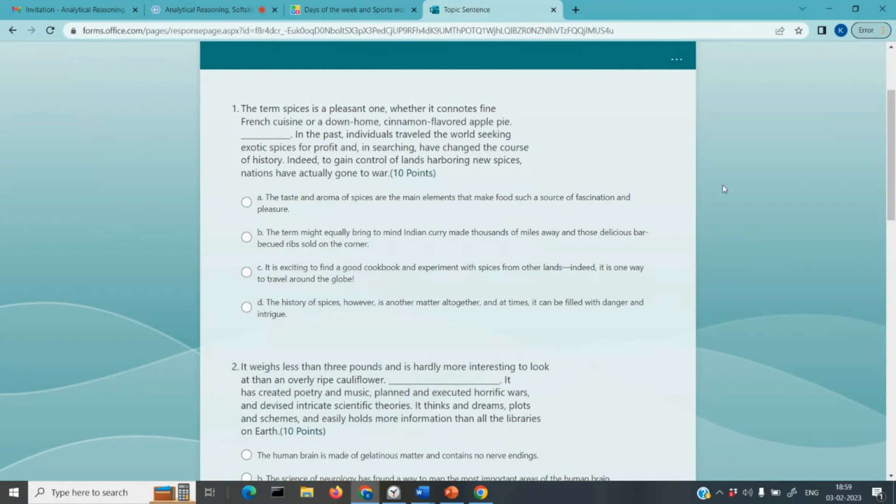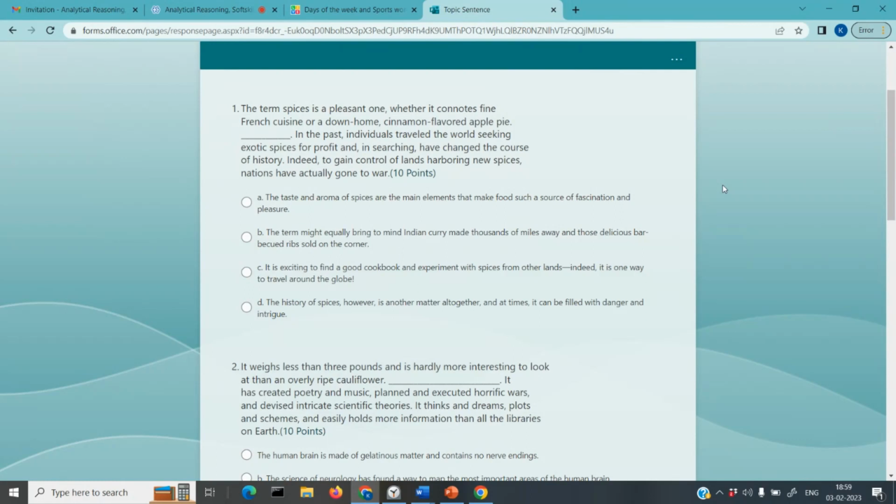Okay, so what is the topic about? Let us go for the options. I will read the options, and you can tell me which one you think is right. The first option says the taste and aroma of spices are the main elements that make food such a source of fascination and pleasure.